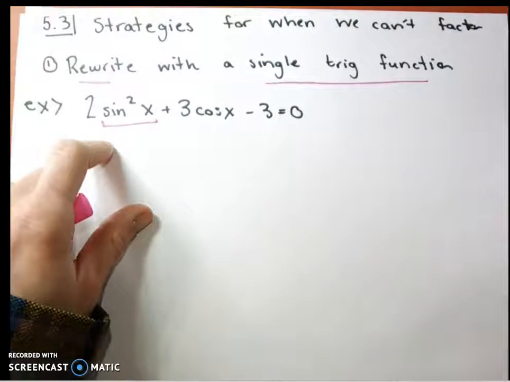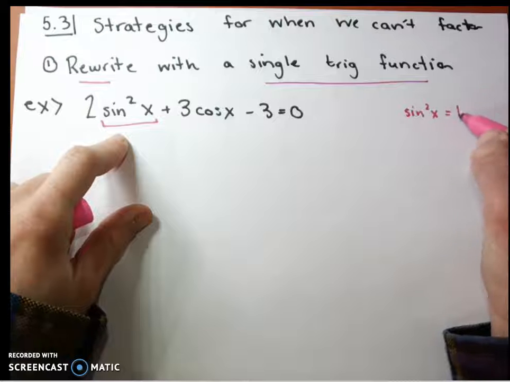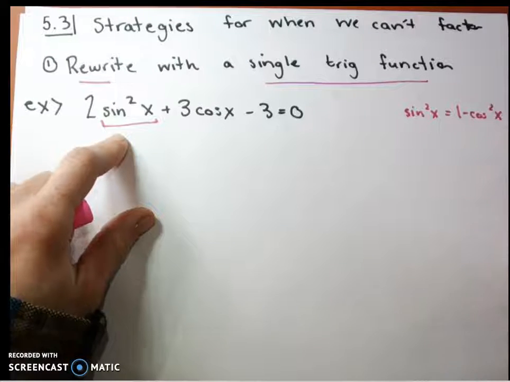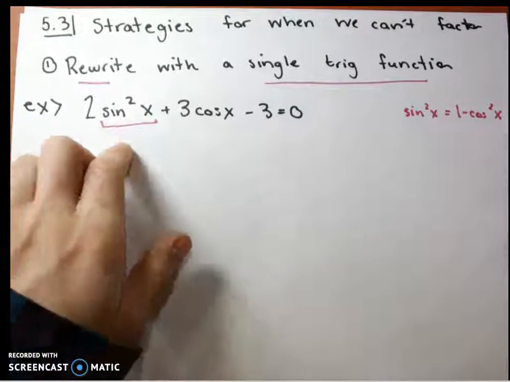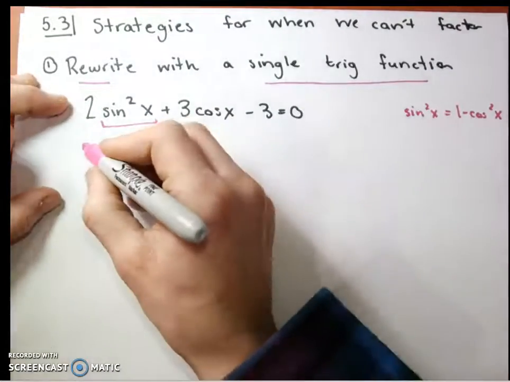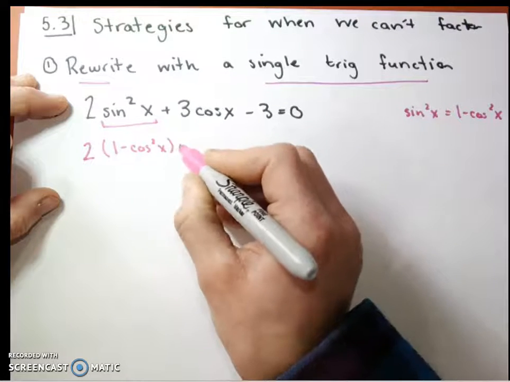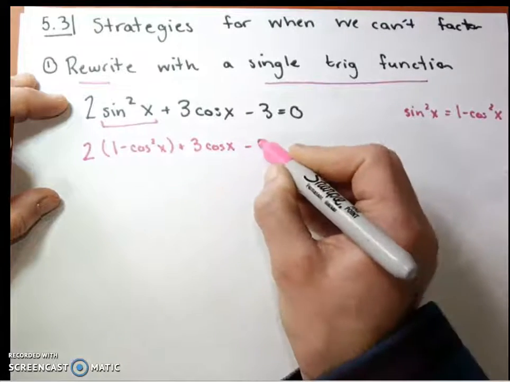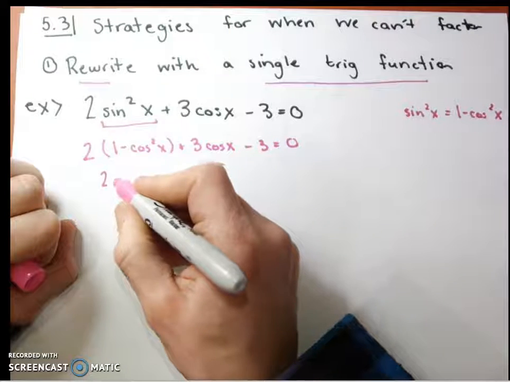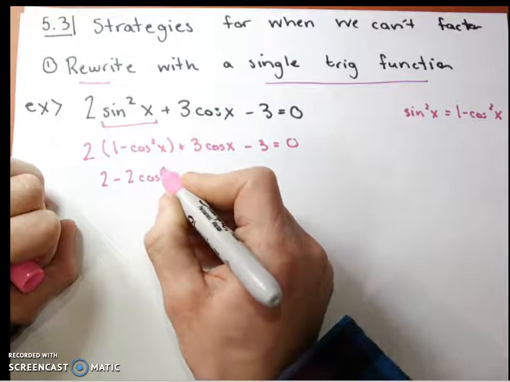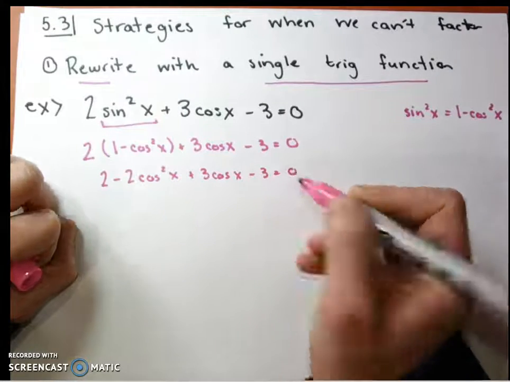Well, I can use the Pythagorean identity. Remember that sine squared x is the same as 1 minus cosine squared x from the Pythagorean identity. So let's replace the sine squared x with that function, and then we'll only have cosines, and then maybe we'll be able to factor. So I have 2 times 1 minus cosine squared x plus 3 cosine x minus 3 equals 0. I'll distribute the 2 to both of these terms, so 2 minus 2 cosine squared x plus 3 cosine x minus 3 equals 0.